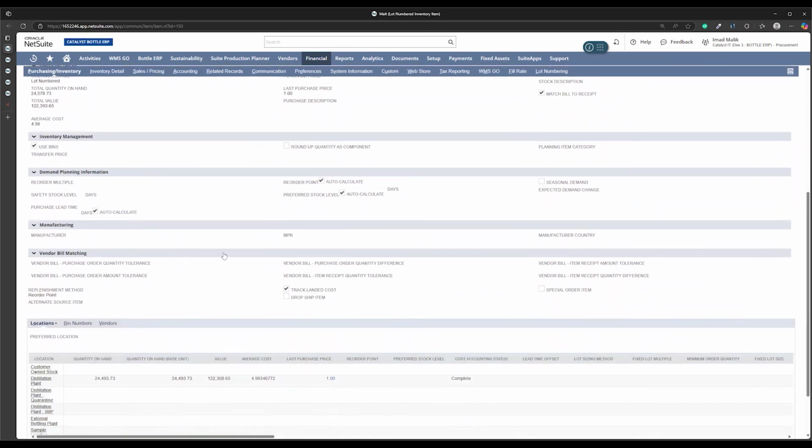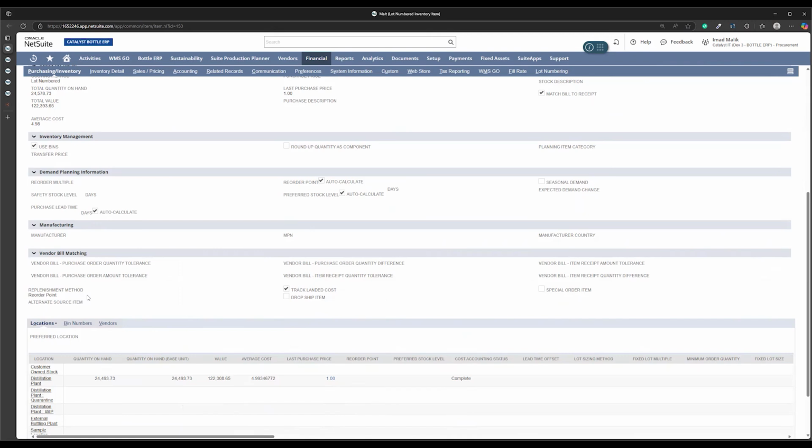If I keep scrolling down, we'll see information around reorder points, safety stock level, purchase lead times. NetSuite and Bottle ERP have the ability to do the entire supply chain and management as well around stock that should be coming in based on your demand, based on your forecast, based on lead times, etc. as well. In this case, we can also do it based off of reorder points, so preferred stock levels, reorder points, lead times, reorder multiples, etc.